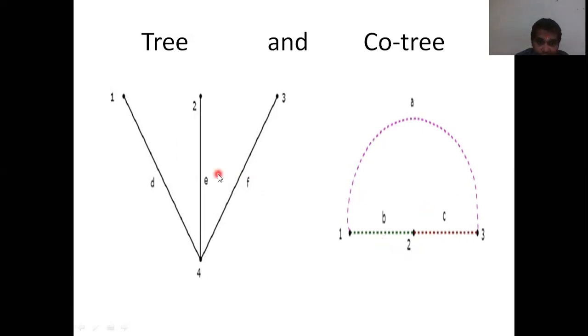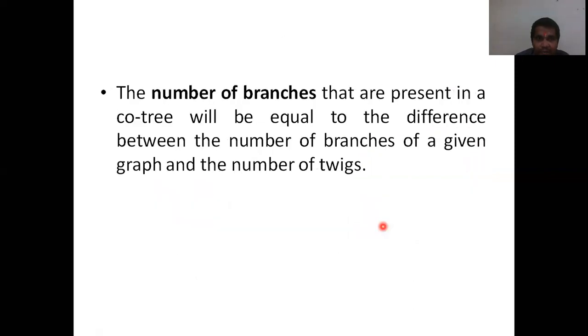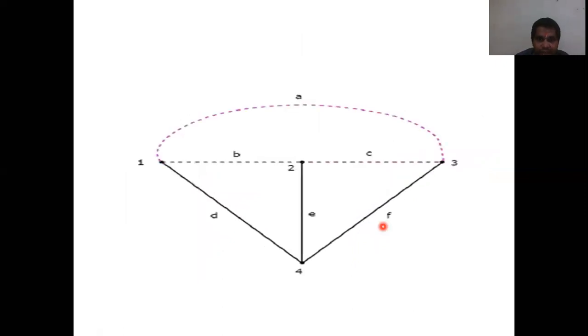So core tree means what? The branches which do not appear in the tree, they are the core tree branches. And it is marked by the dotted line, and a tree branch is marked by the solid line. That is the difference, right? So this is your tree and this is your core tree. So we can say oriented graph. So we have combined them together. This is your tree and this is your core tree.